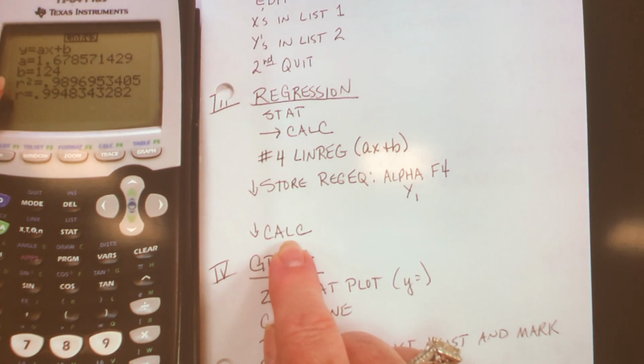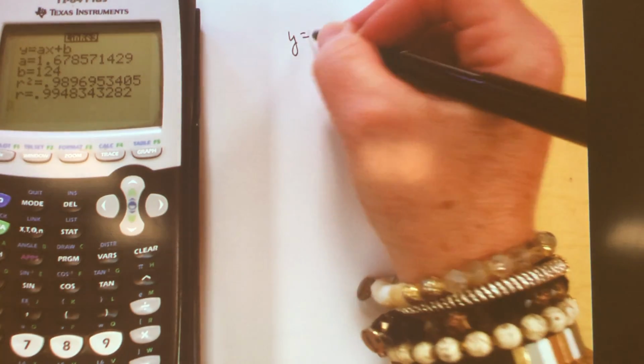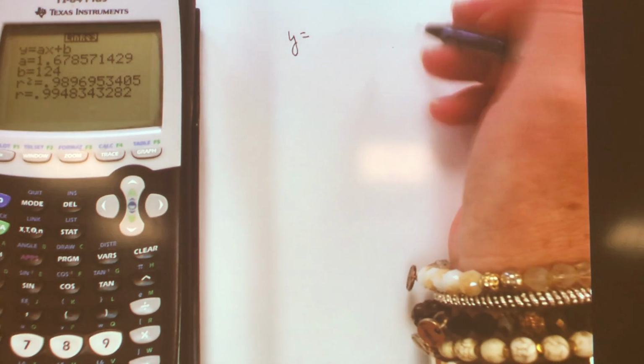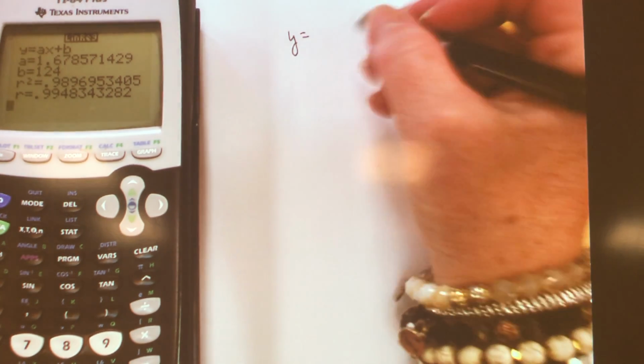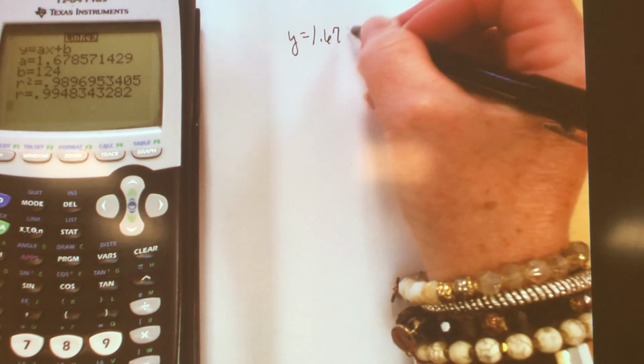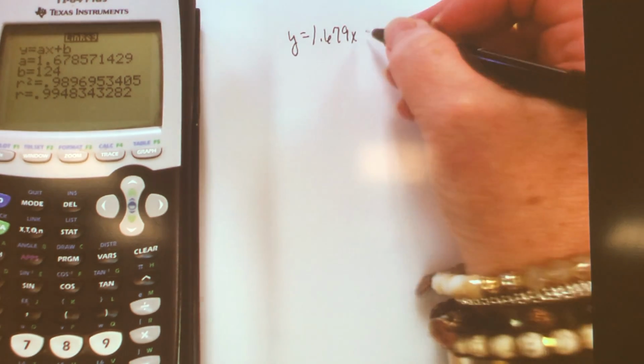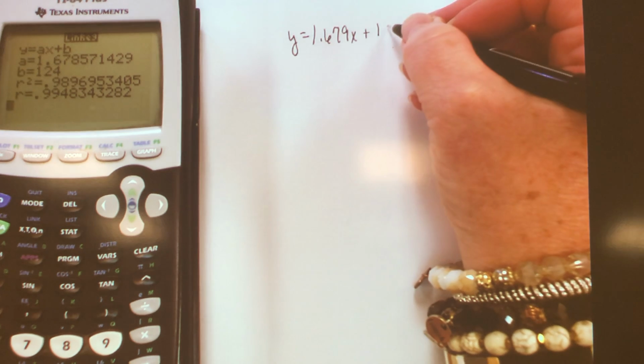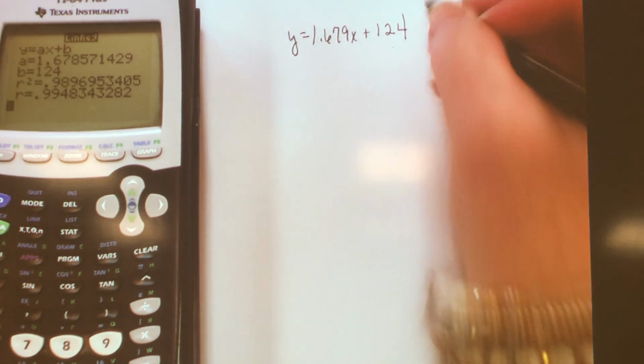So this is my equation. What are we rounding off to? 3 decimal places. So over here, I'm going to write y is equal to, what is A rounded off to 3 decimal places? 1.679x plus 124. Are you with me?